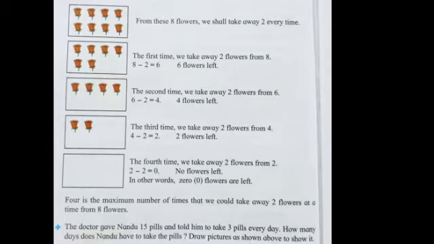So children, the fourth time we take away 2 flowers from 2. So 2 minus 2 is equal to 0. So no flowers are left. In other words, 0 flowers are left. 4 is the maximum number of times that we could take away 2 flowers at a time from 8 flowers. Now they have asked us to solve one example.